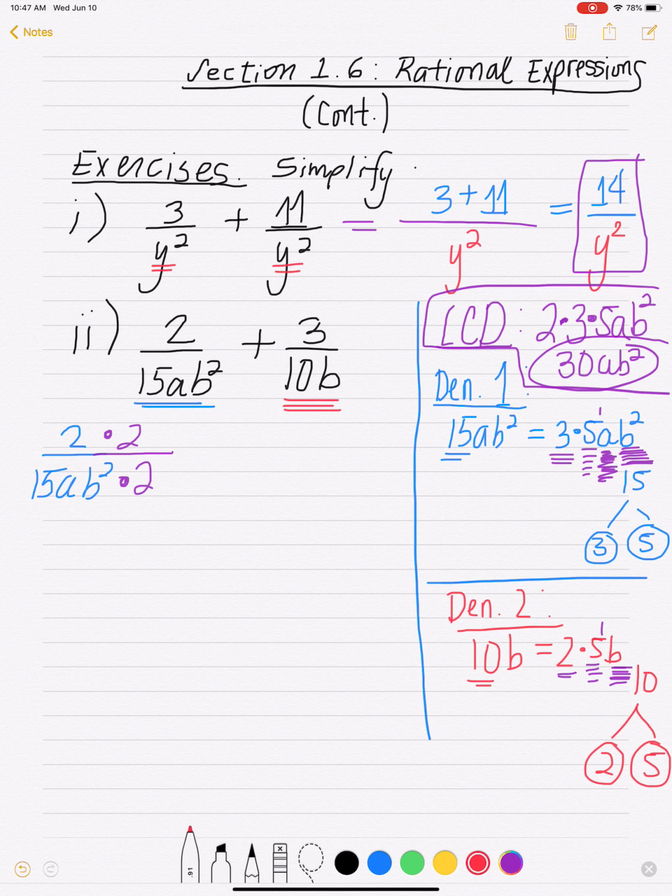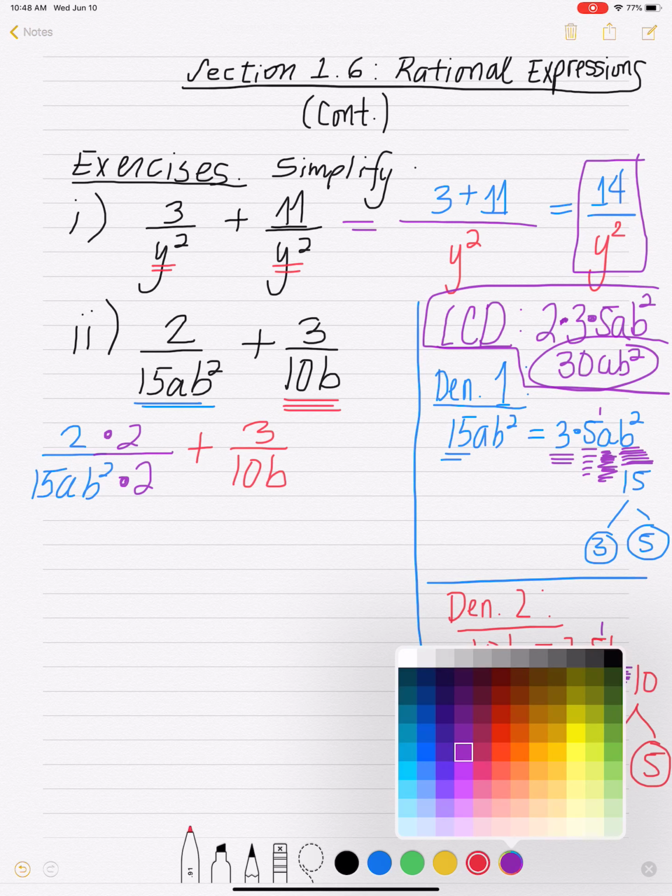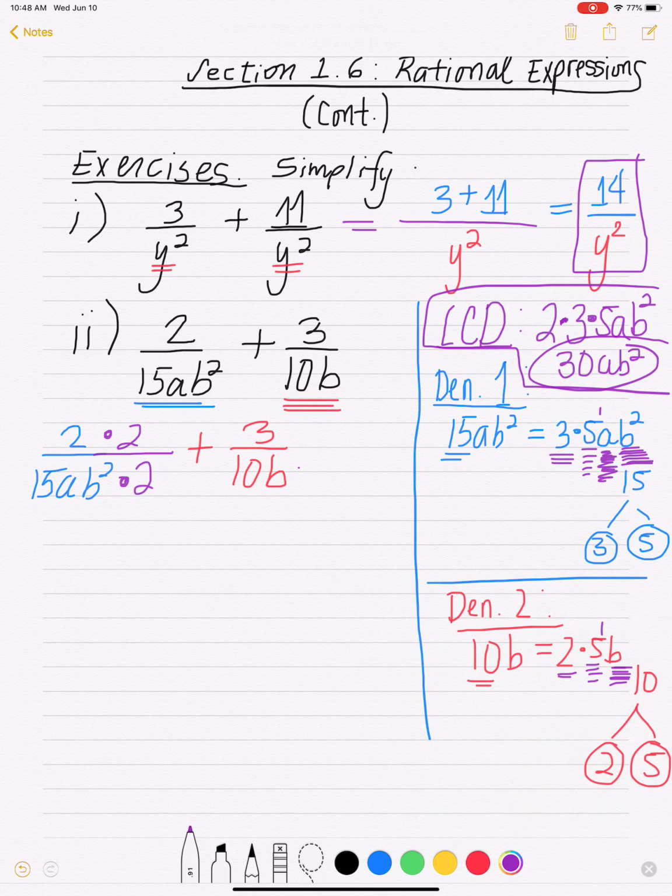All right, so then I got a plus, and then I got a red fraction, 3 over 10b. And then I have to ask the question, okay, how do I get that bottom 10b in the second fraction to be 30ab squared? What do I have to multiply by? Well, I'm going to have to multiply by 3ab. Right? All right.